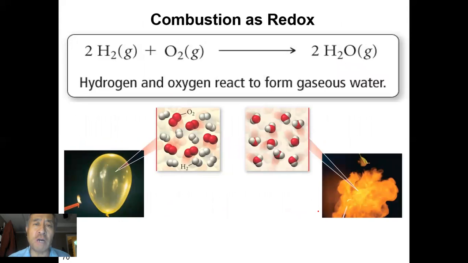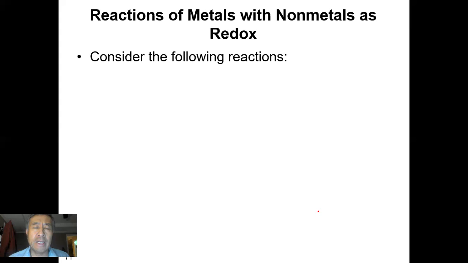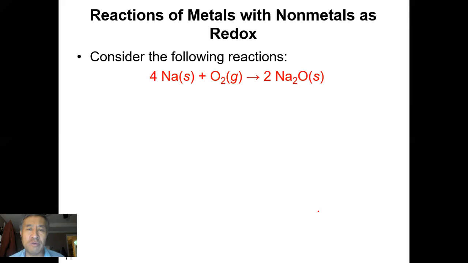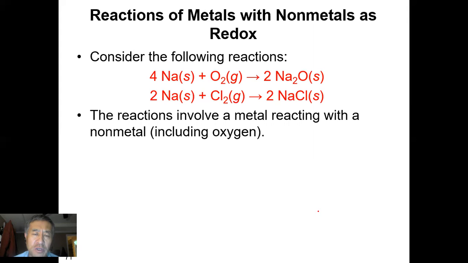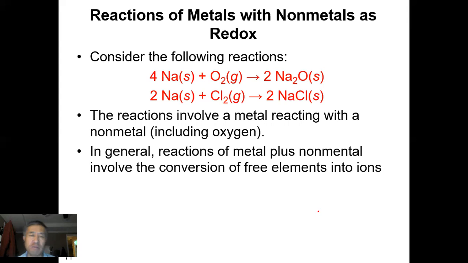And also the combustion reaction. So this example is a combustion of hydrogen gas producing water. Typically, the reactions of metal with non-metal are also redox. For example, the following reactions: sodium reacting with O2 gas, or sodium reacting with chlorine gas. The reactions involve metal reacting with non-metal, including oxygen. In general, reactions of metal plus non-metal involve the conversion of free elements into ions.